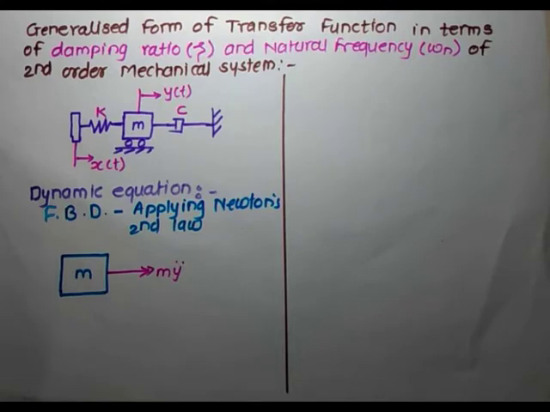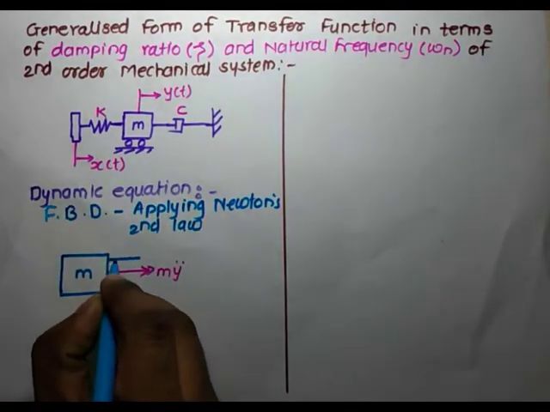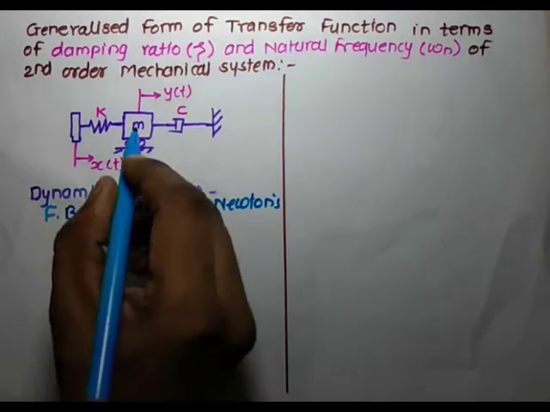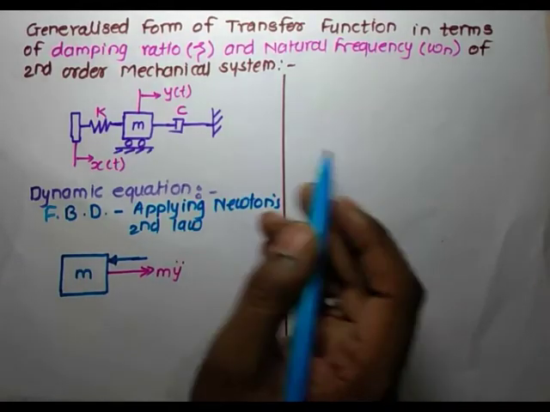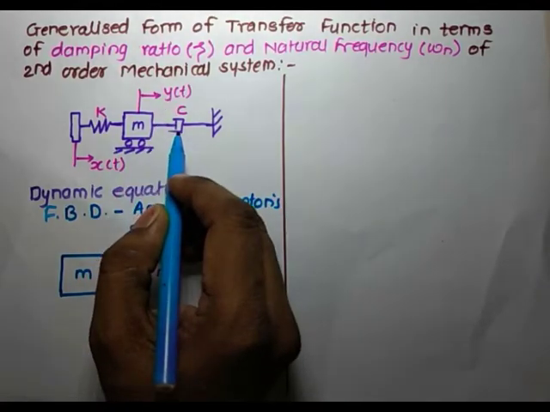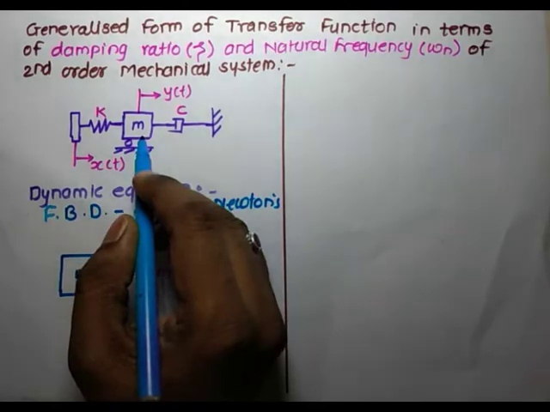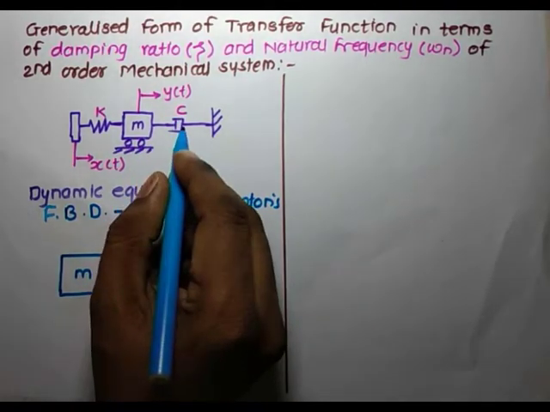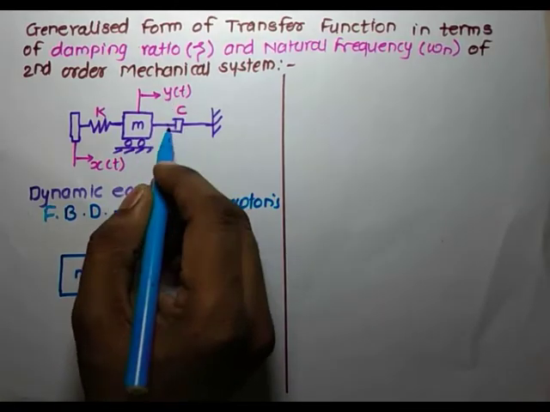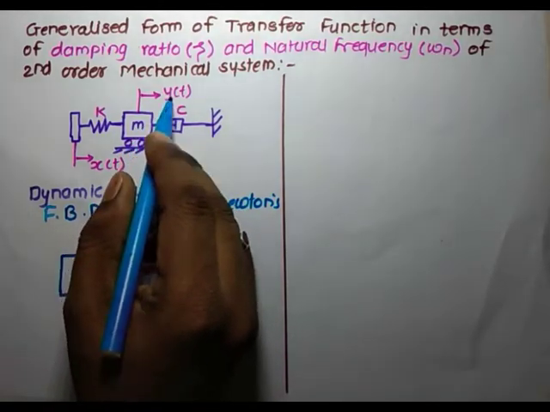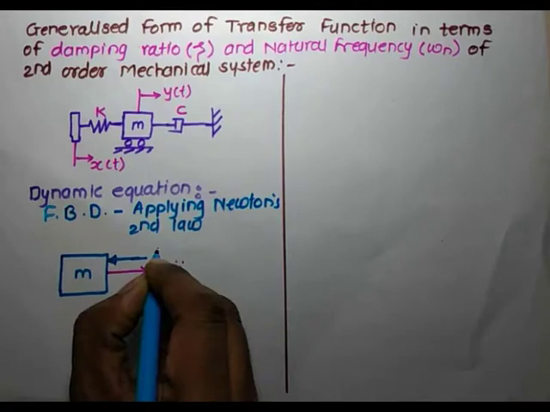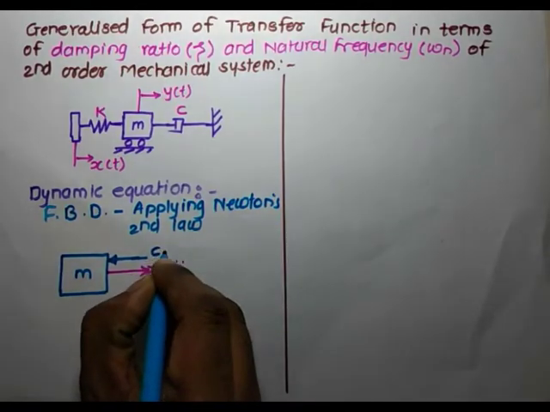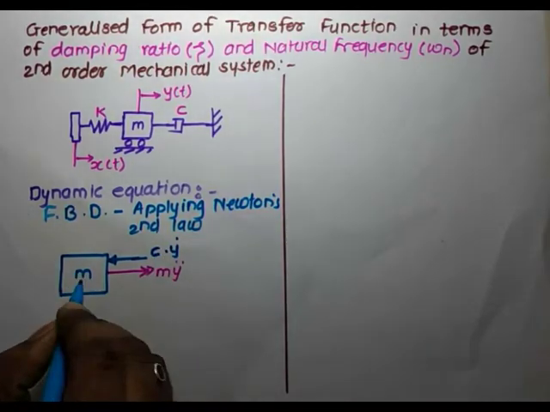The role of the damper and the spring, as we discussed, is to resist the motion. The mass is moving towards the right in the direction of y. So the damping force is trying to resist the motion. The damping force arises because the damper is compressed by a value y. We'll say that the velocity in the direction of displacement y is y dot. So the damping force is equal to c into y dot, which resists the motion of the accelerating body.